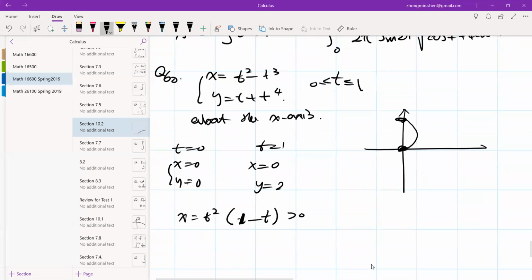Now you're going to rotate about the x-axis. So the graph looks like that. Now what? Okay, so this is a picture of how it looks from the outside. It looks like a UFO.